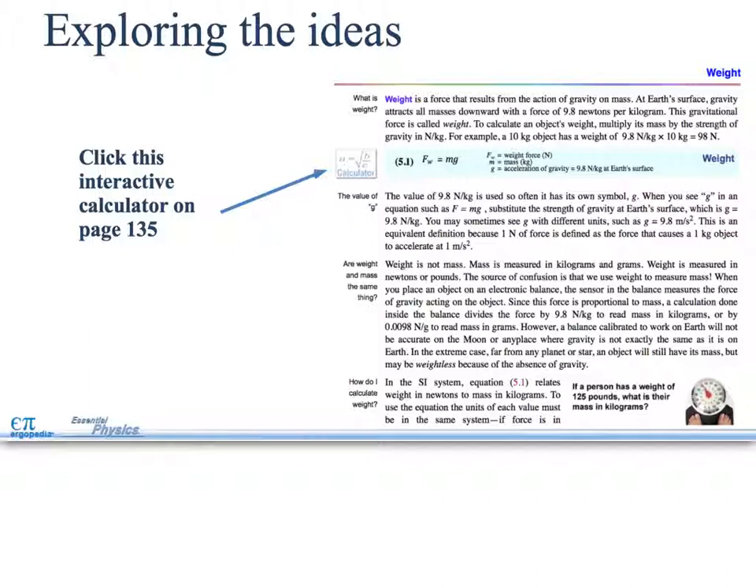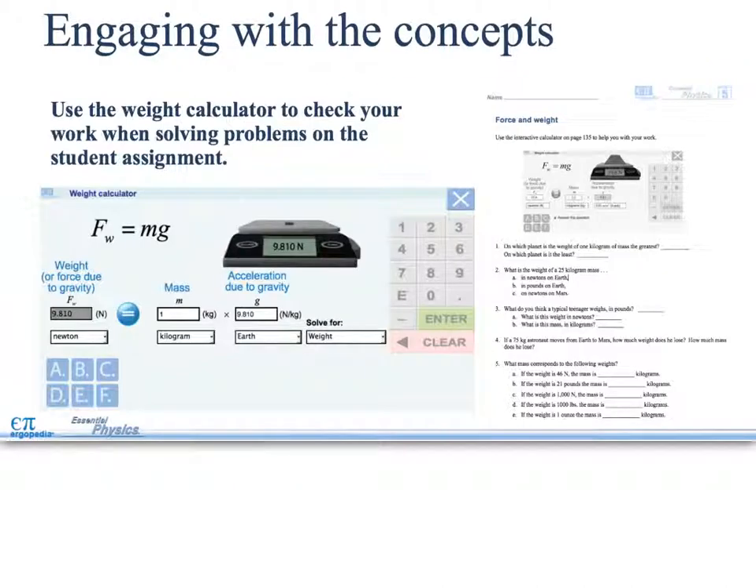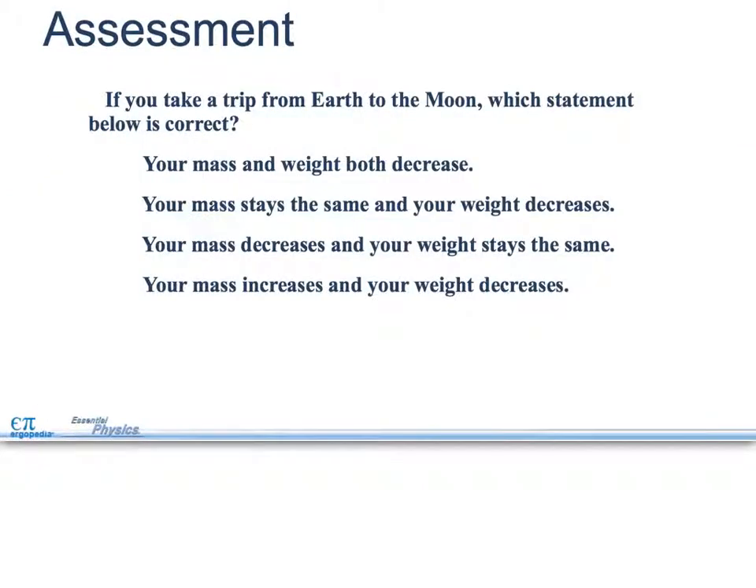Click this interactive calculator on page 135. This will be working with weight. Use the weight calculator to check your work when solving problems on student assignments. You see these A, B, C, D, E, and F. I would like for you to work A, B, C, D, E, and F. All right, your mass stays the same and your weight decreases.